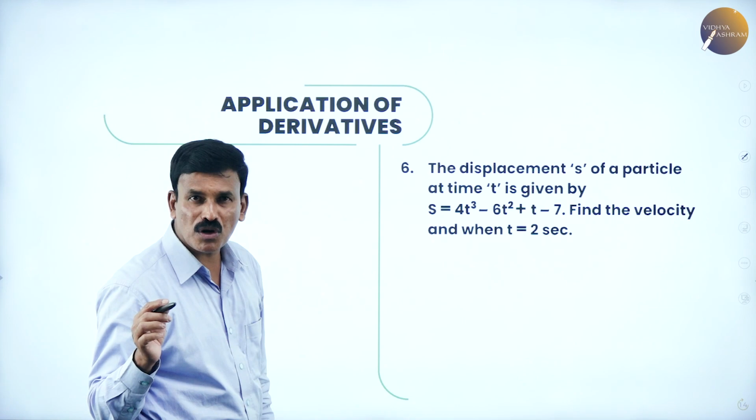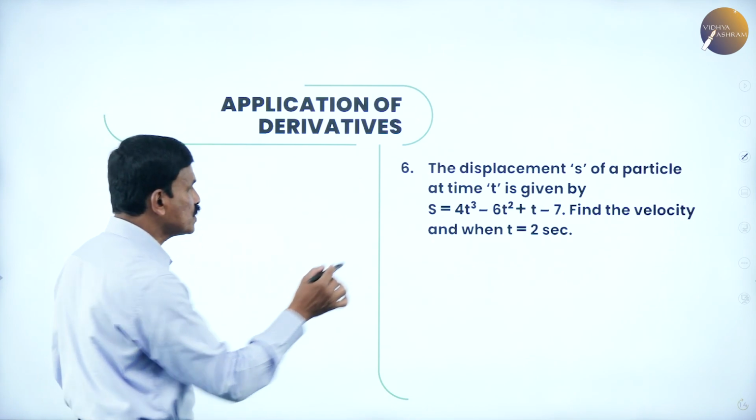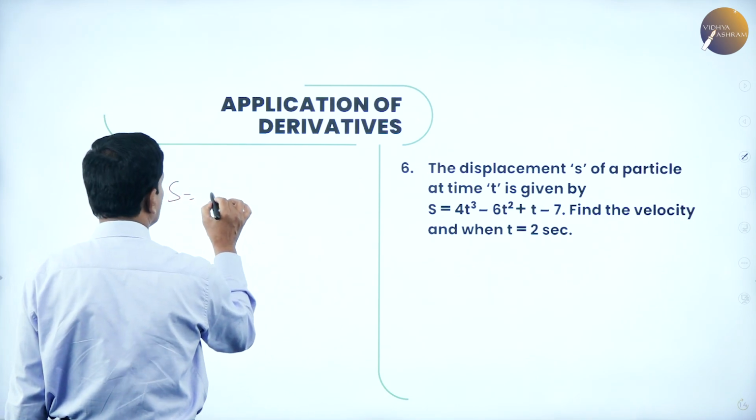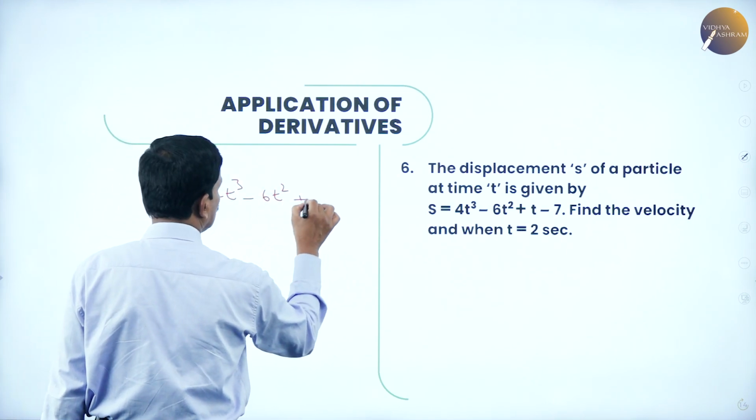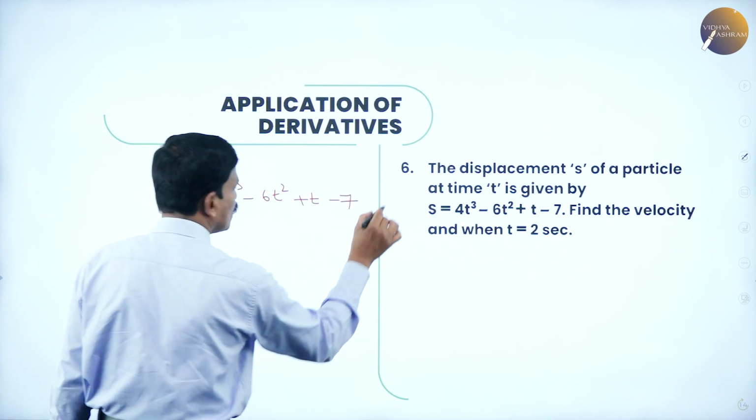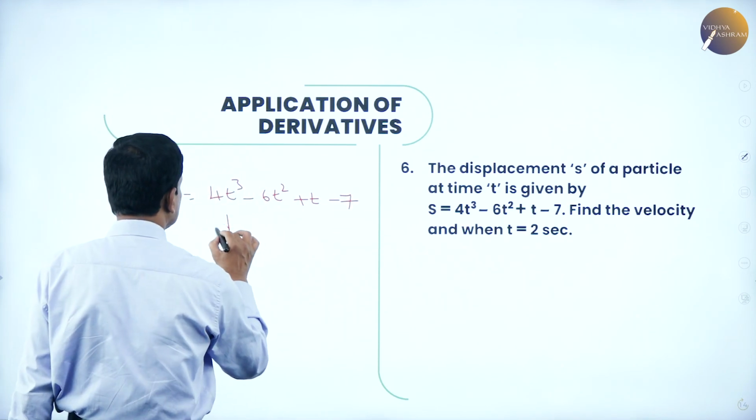Let us come to the next problem. Just write down the problem. What is the problem given? S is equal to 4t cube minus 6t square plus t minus 7. Now, differentiate with respect to t.